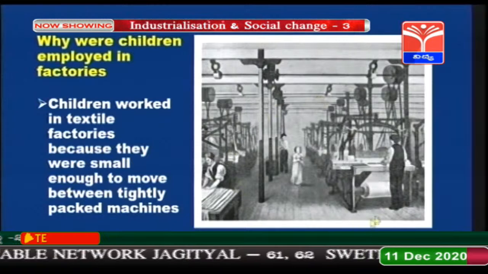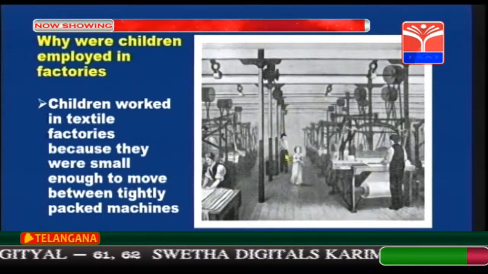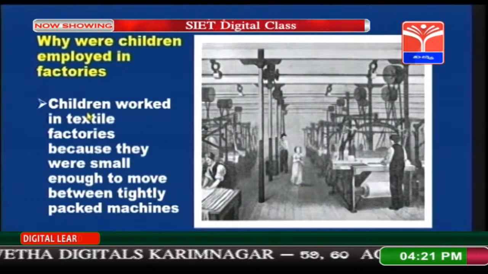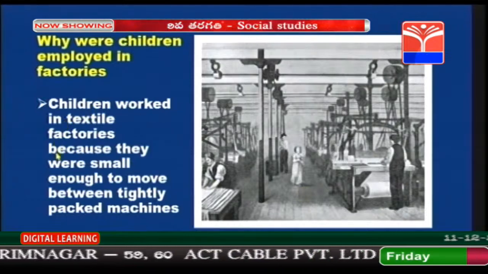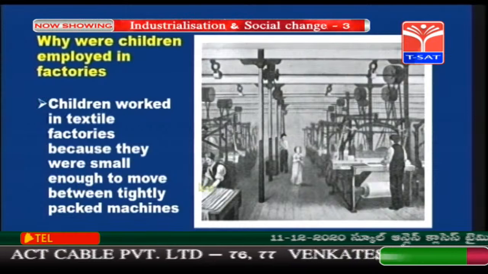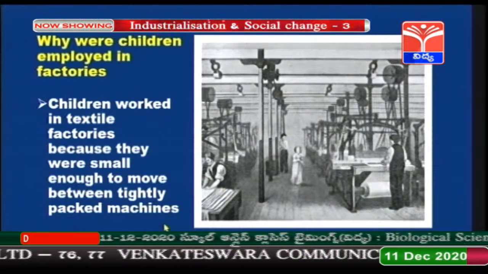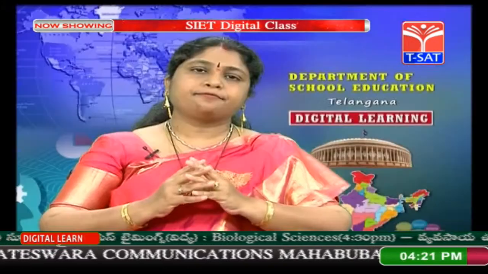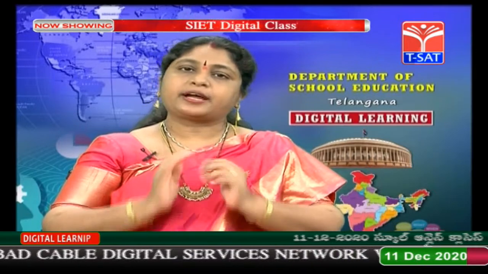See, look at this image. This is a factory and you can see small children working here, right? Children worked in textile factories because they were small enough to move between tightly packed machines. So if you look at any factories, how are the machines? They are very closely packed, right? So elderly people or adults cannot move through those passages easily, whereas small children could easily go through these passages. So that's why they employed small children in the factories.